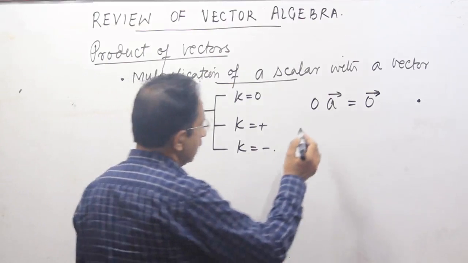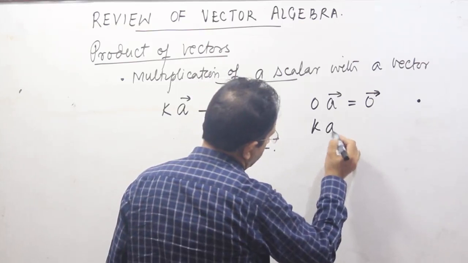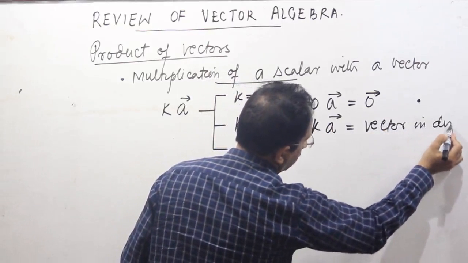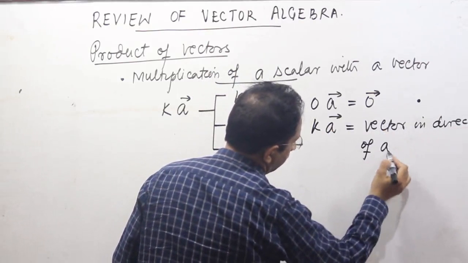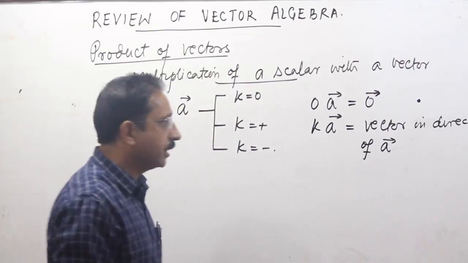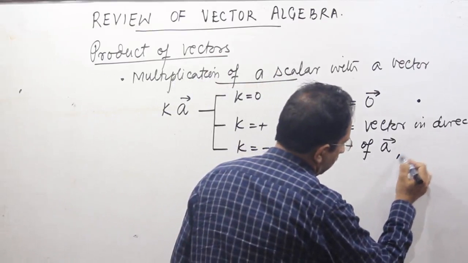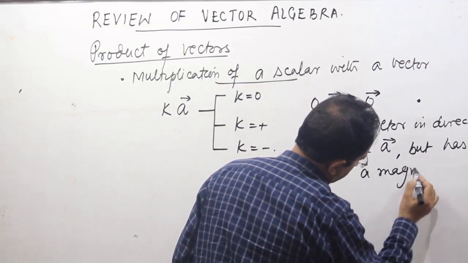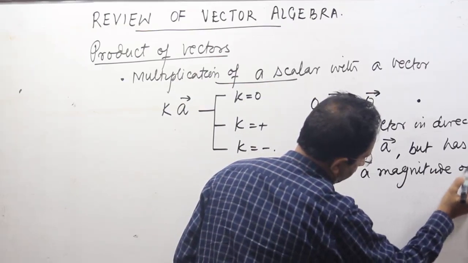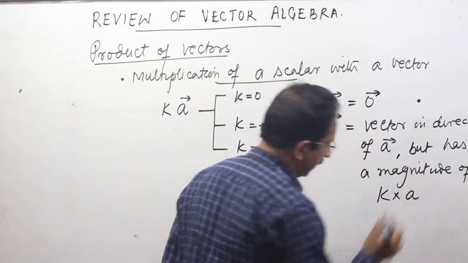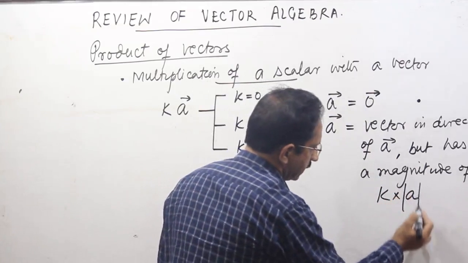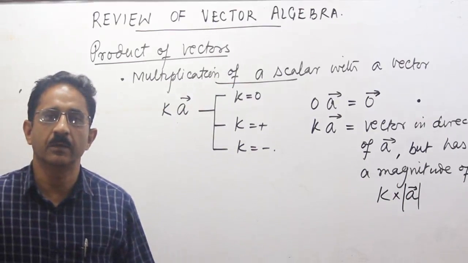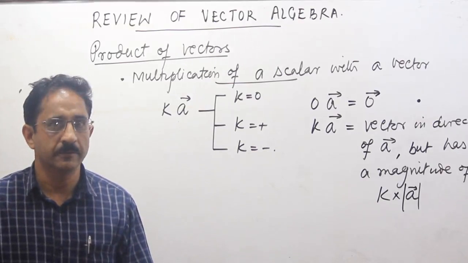Now, if k is a positive scalar, k times A will be a vector in the direction of A. That means the direction does not change, but the magnitude changes. It has a magnitude of k times A. That means take the magnitude of vector A and multiply that magnitude by k, where k is a positive scalar. That will be the result.